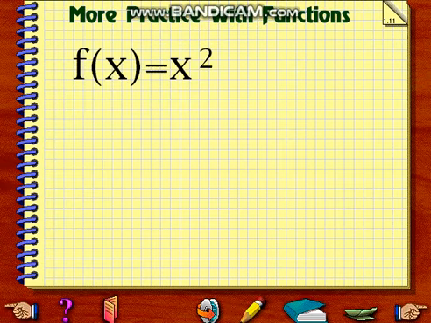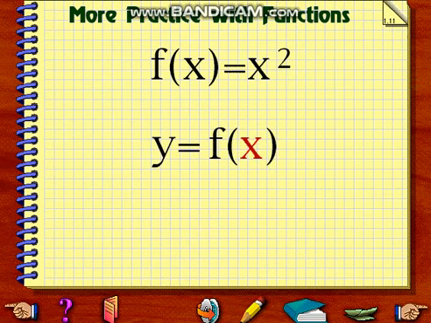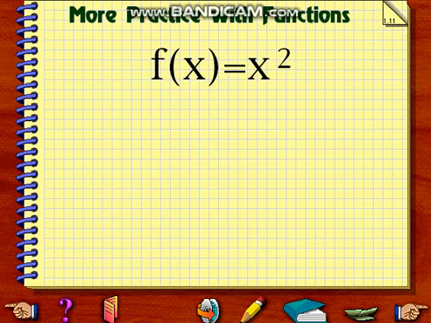Consider, for example, the function f of x is equal to x squared. We know that for any numeric value assigned to x, a corresponding value of y is determined. We can, however, substitute x by any expression and obtain a corresponding expression for y. In this case, we get the following.